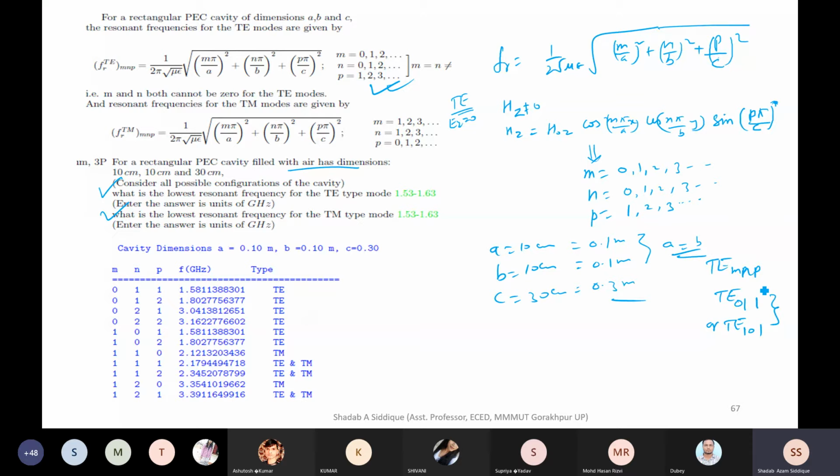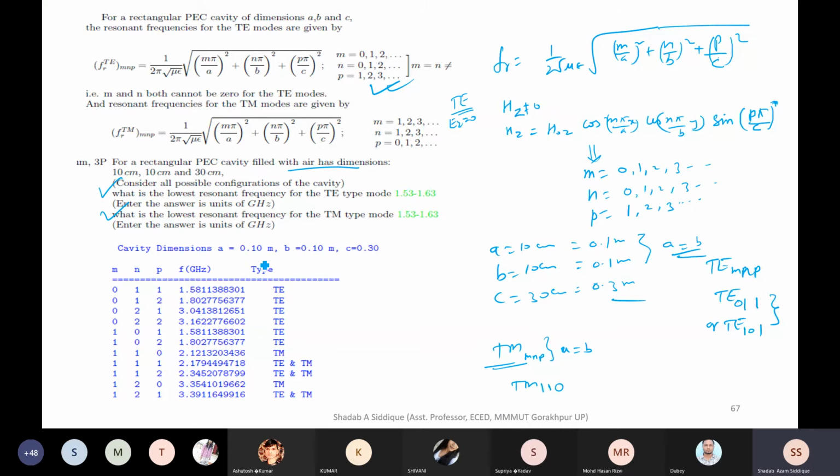So you have TE like this, and similarly for TM, we have the cutoff frequency for A equal to B. For TM we have m and p. It is possible that m starts from 1, so it may be 1, 1, because both least values are 1. So 1, 1 and p is 0. So 1, 1, 0 is possible.